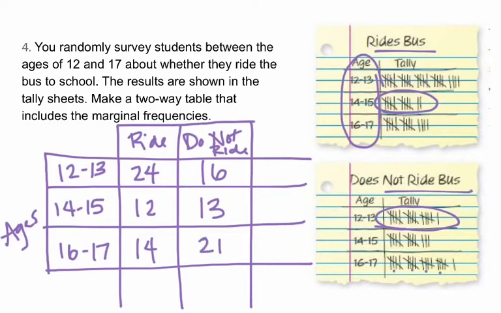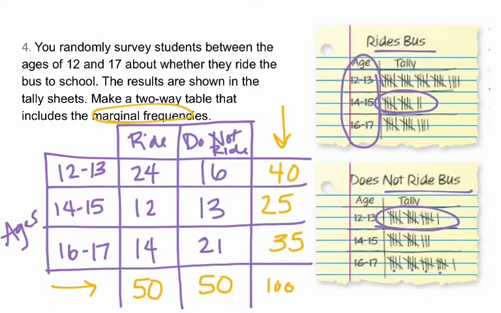All right, I want you to calculate the marginal frequencies, so the totals for both the rows and for the columns. All right, we can see that we have 40 kids from 12 to 13. We got 25 14 to 15-year-olds and 35 16 to 17-year-olds. Now, it's split evenly. 50 of the kids ride the bus. 50 do not ride the bus. Interesting. Now, I want you to just look at that table and make sense of those numbers. What do you notice? What's surprising? What isn't surprising?